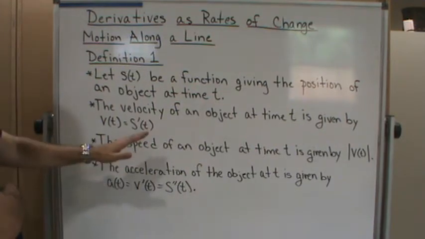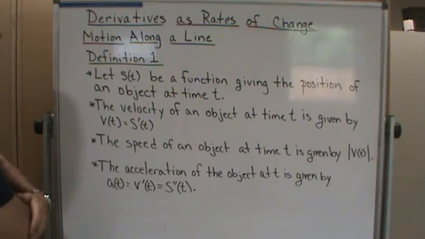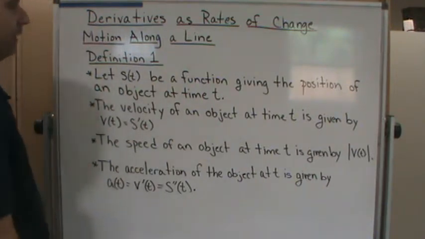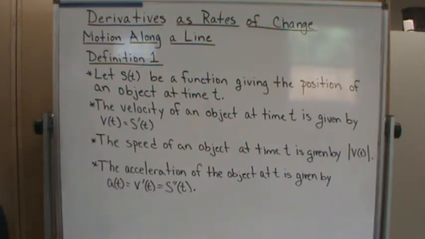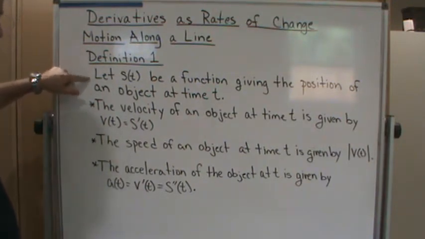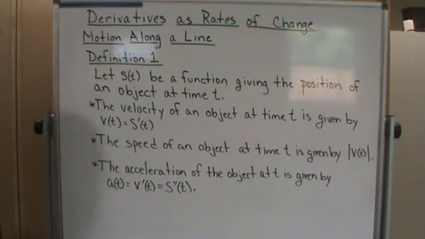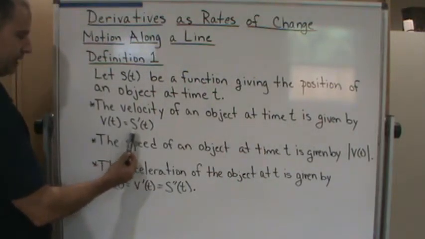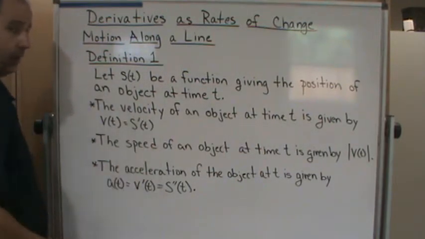So four things here, 4 bullet points that I want to cover. First one says, let s(t) be a function giving the position of an object at time t. Well, maybe that should be there, 3 bullet points. So the velocity of an object at time t is given by this formula: v(t) is the first derivative of f(t).